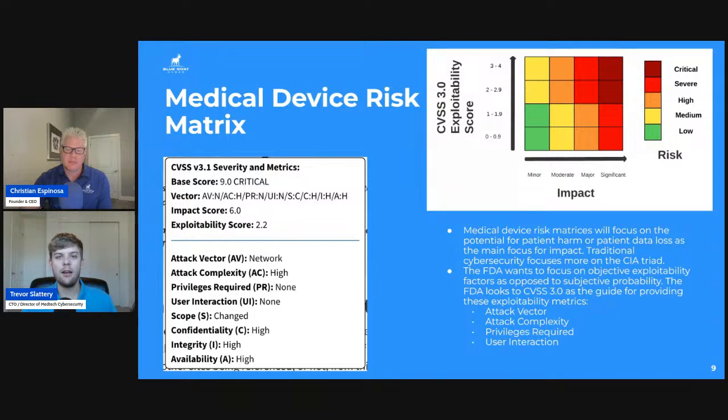This can be none, low, or high. No privileges will be just someone coming in unauthenticated. They don't have any access, any credentials. They're looking at it from the outside as the same anyone else would.